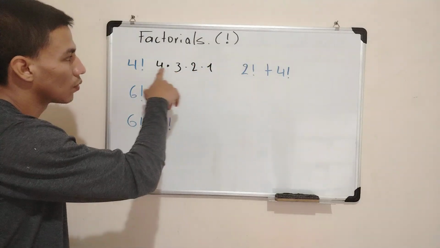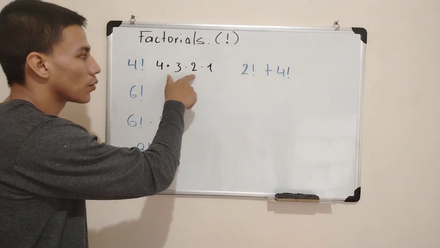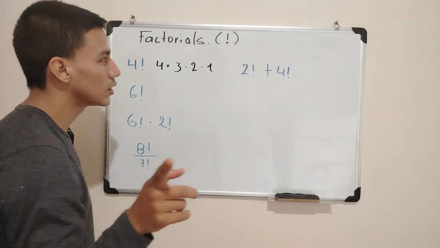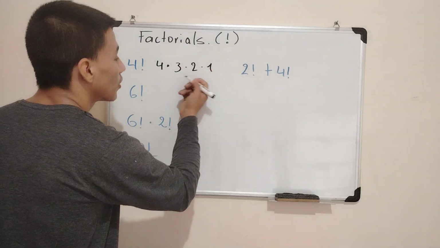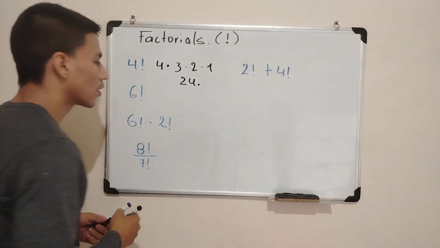So 4 times 3 equals 12. 12 times 2 equals 24. Times 1, 24. So this is the first answer.